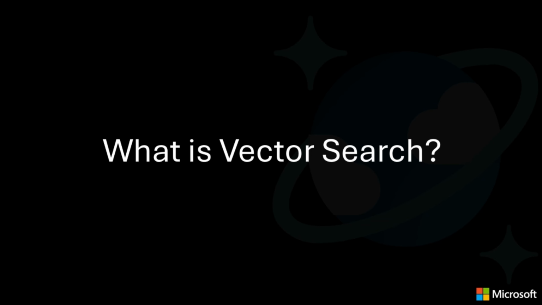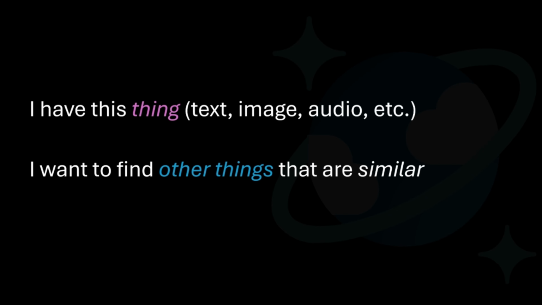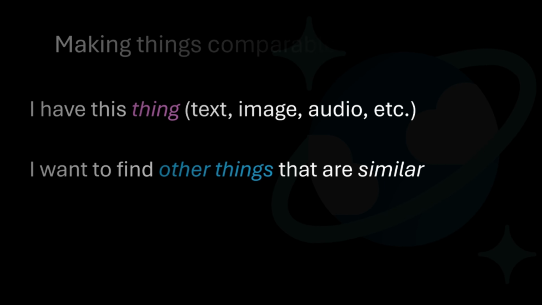What is vector search? Well, suppose that I have this thing. Could be text, could be an image, audio, any sort of data. And I want to find other things that are similar to my thing. How might I go about doing this?